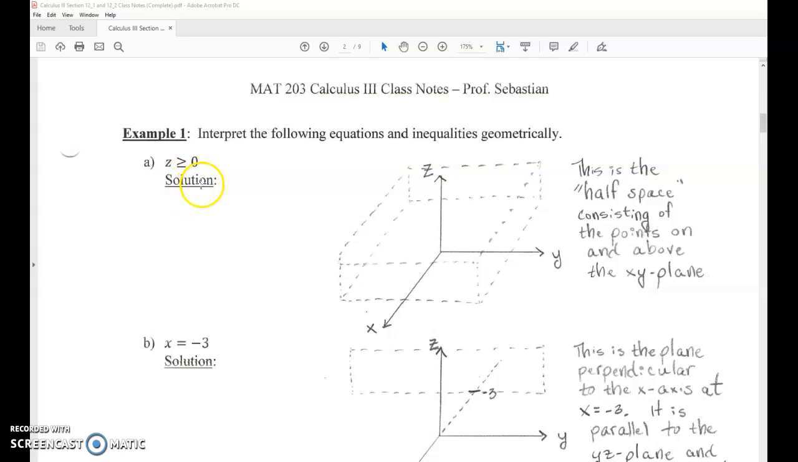So let's say I give you the inequality z is greater than or equal to 0, and I say interpret that geometrically. So z greater than or equal to 0, first of all, it tells you x and y don't appear, which tells you that x and y can be anything. Okay, so then it just tells you that all the z coordinates have to be greater than or equal to 0. So that is the entire what we call half space, which is all positive z or 0, so above the xy plane. Okay.